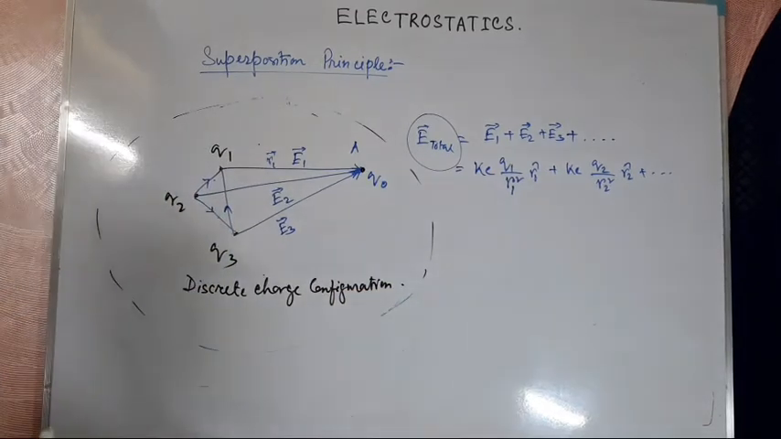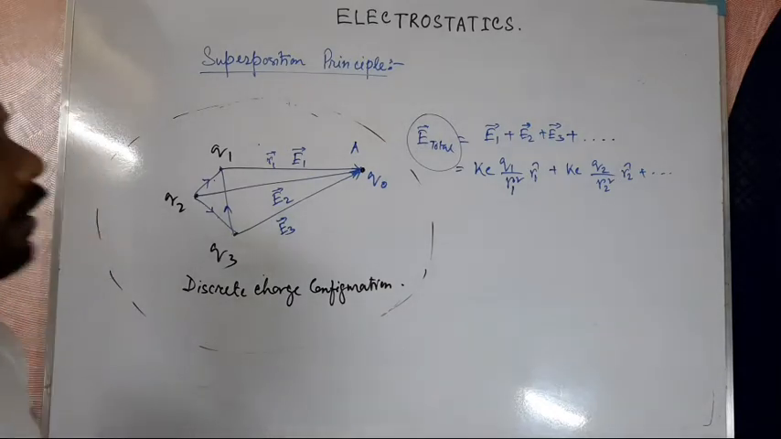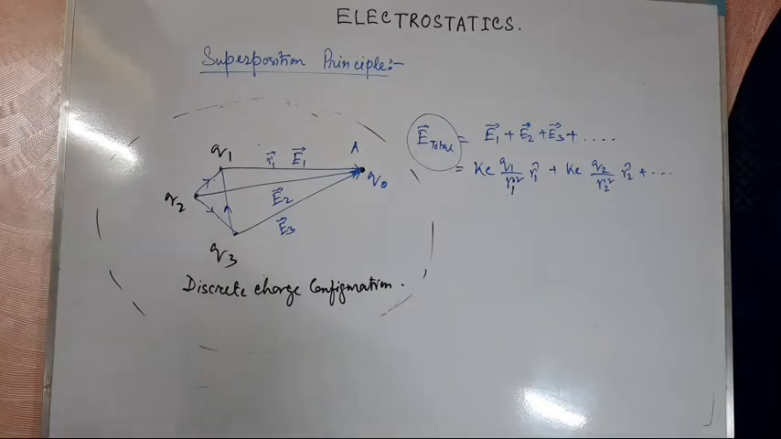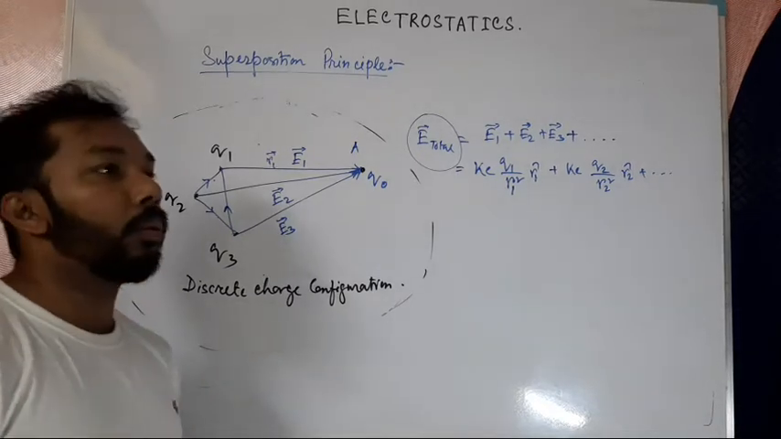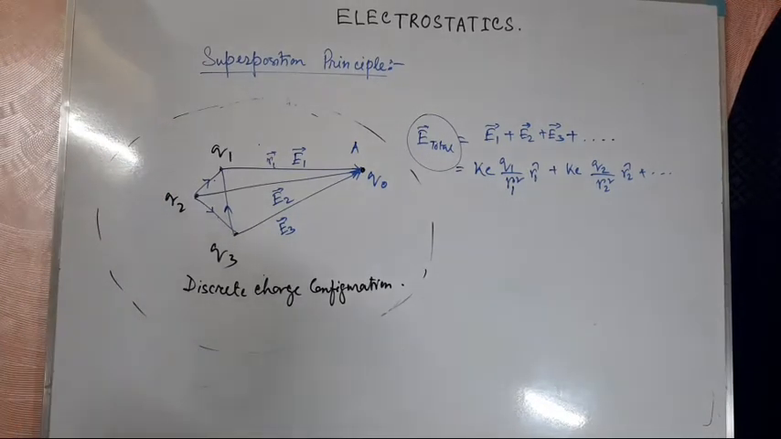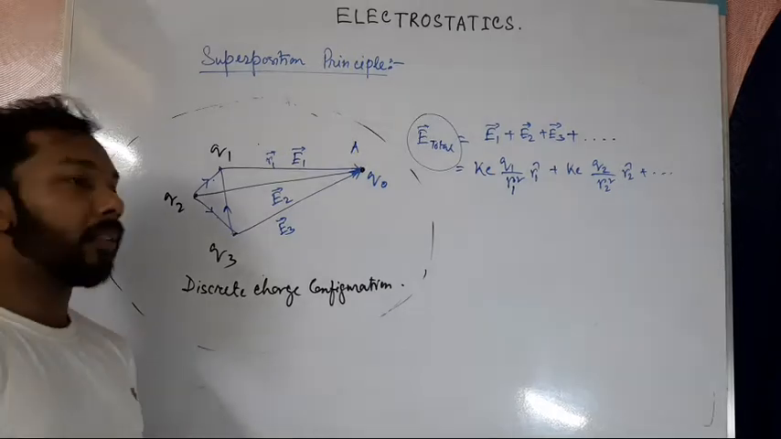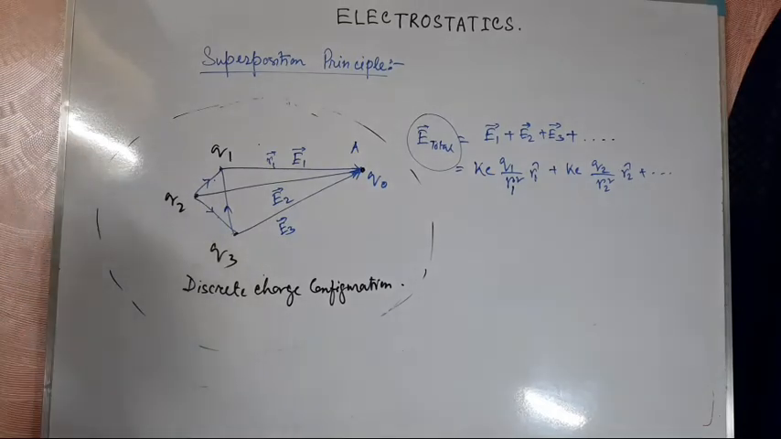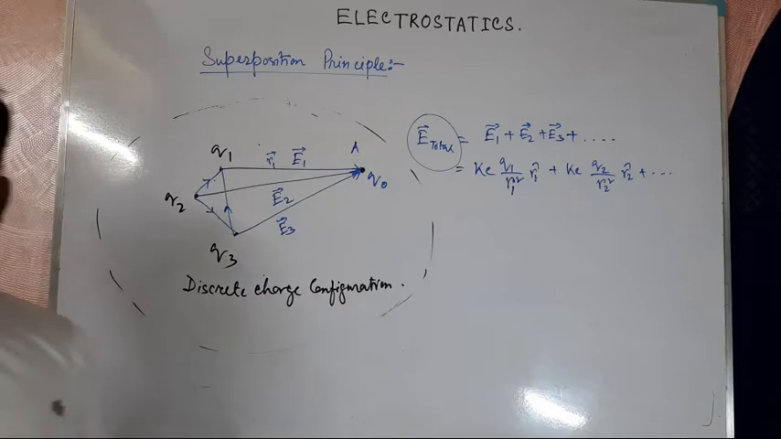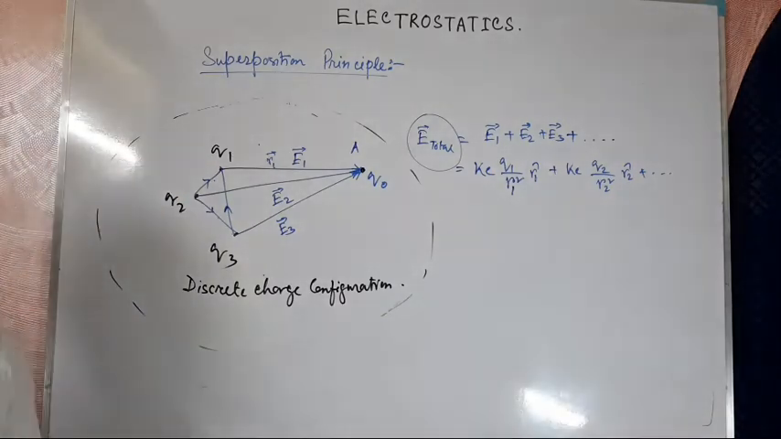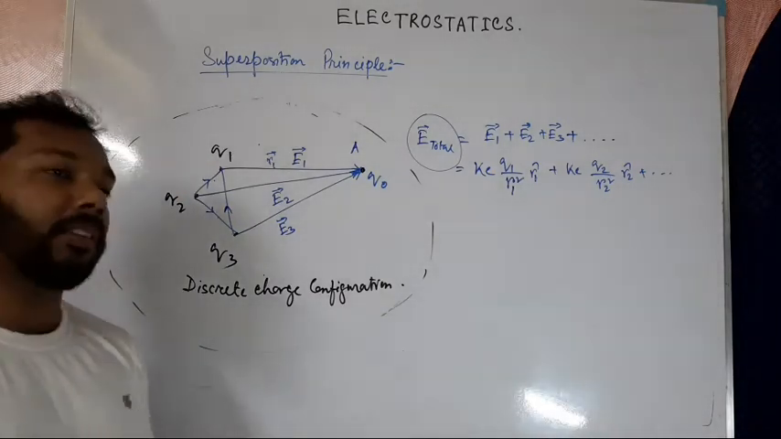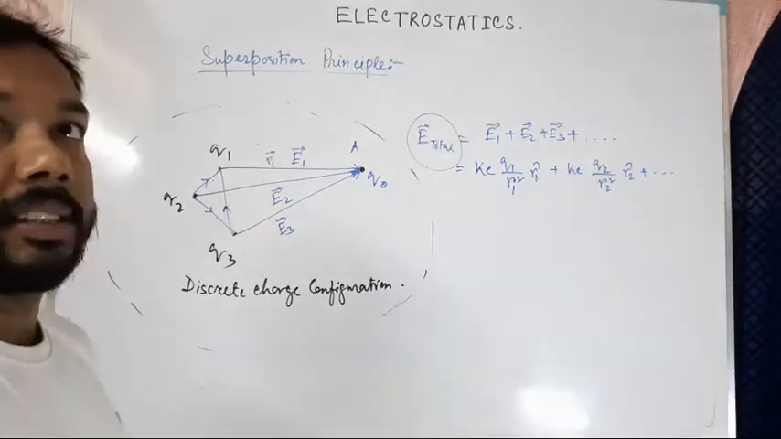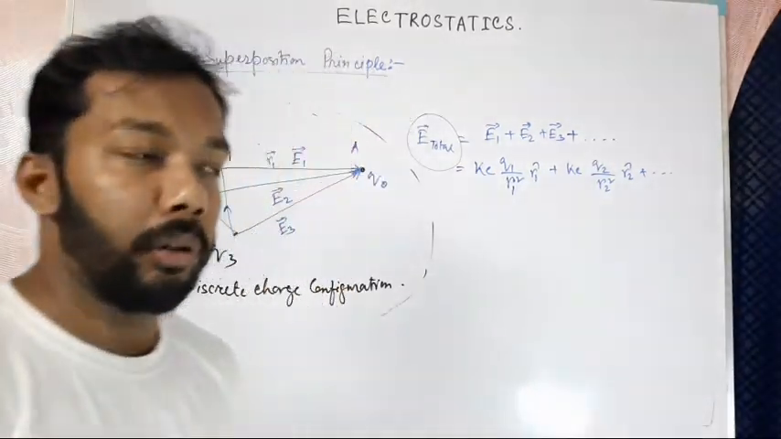Now after this, we will go to the application part and we will do two applications back to back. First, we have to know what we mean by a dipole, and then we have to find the electric field for a dipole in the axial position and in the equatorial position.